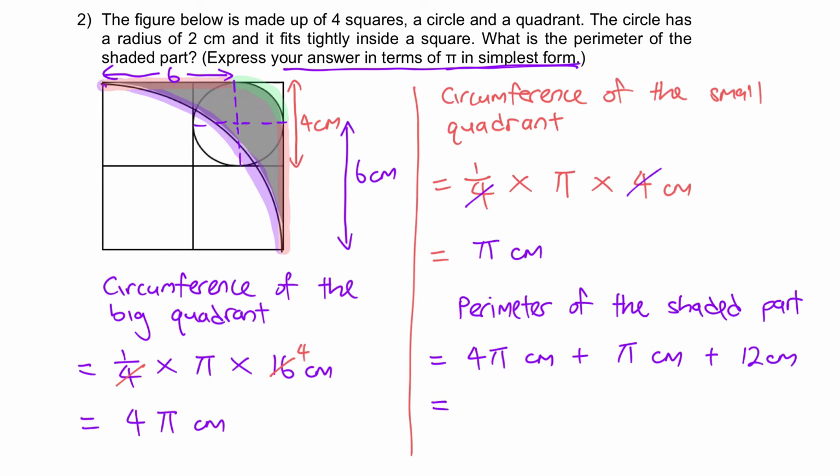Let's simplify this answer just like in your algebra chapter. In total, we will get 4 pi plus pi, that is 5 pi, plus the 12, the whole thing, cm. Okay, let's move on.